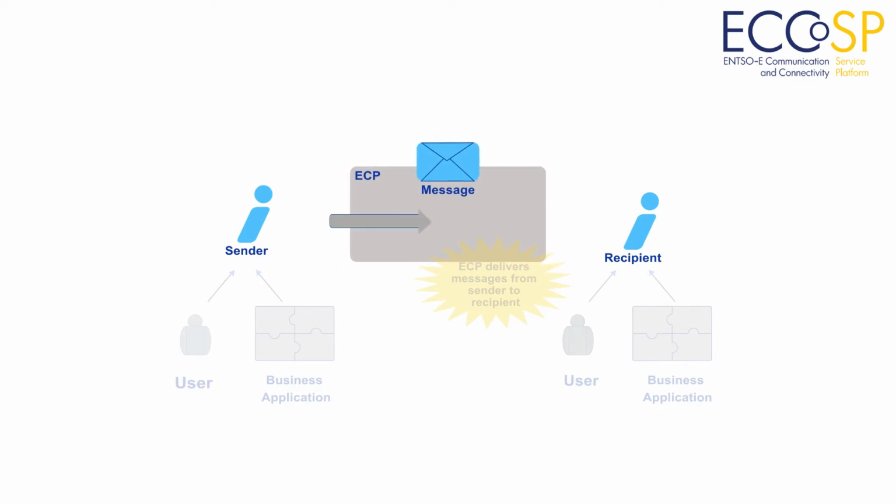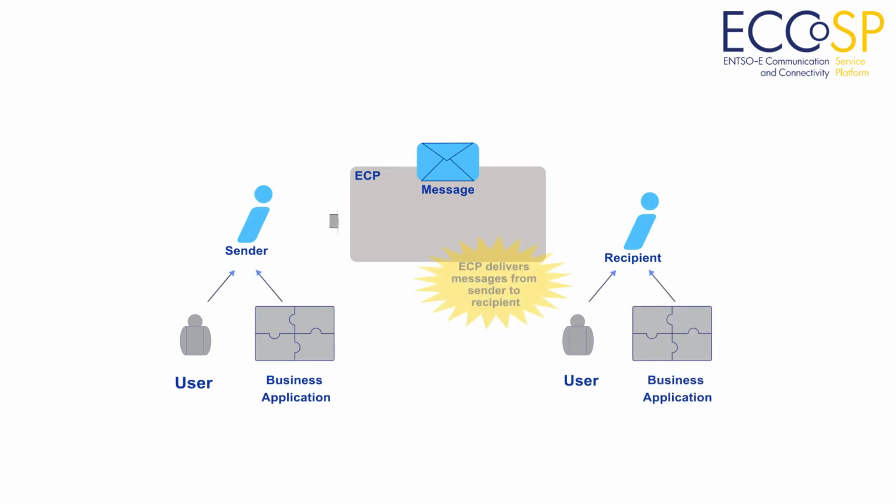The message transported between sender and recipient can be any text or binary data. Alongside the message, ECP also transfers message metadata containing information about sender and recipient, message type code, unique message ID, and sending business application code.